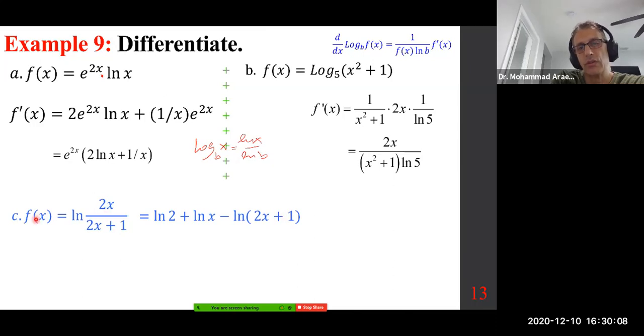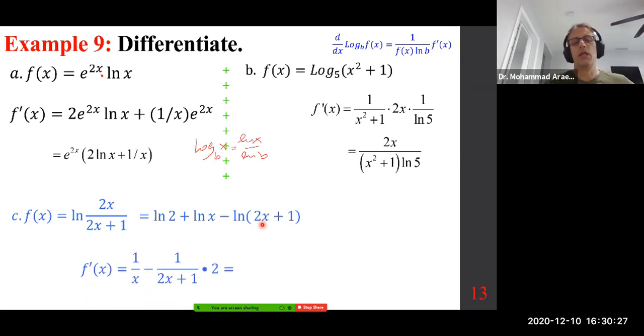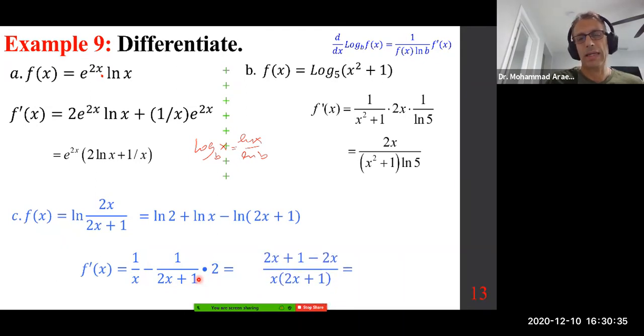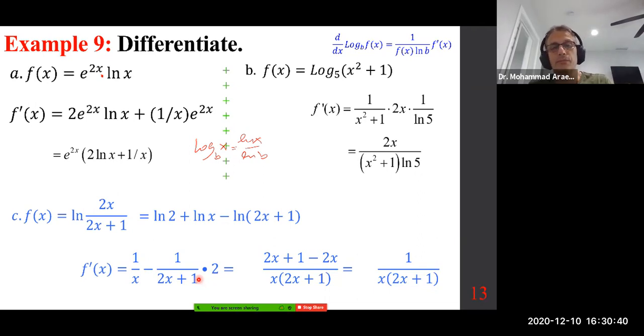Now, this was your algebraic techniques using properties of logs. ln 2 is a number, 0. ln x, 1 over x, minus ln of 2x plus 1, 1 over 2x plus 1, times 2. You just take a common denominator. So 1 times 2x plus 1 minus 2 times x over x times 2x plus 1. And I don't believe anybody has any problem with that. So it should be fairly obvious. Okay.